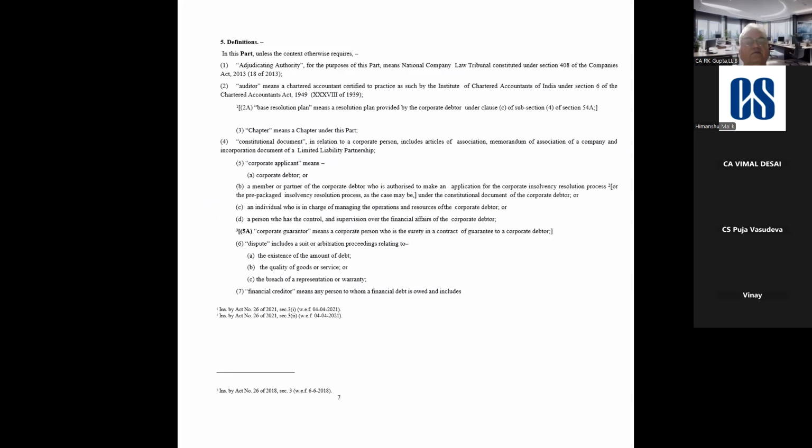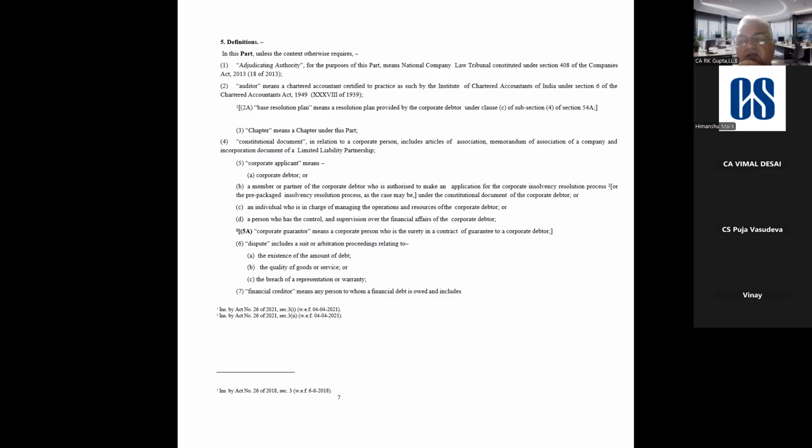Now section 5. Section 5 talks of another important definition. Section 5 also contains some of the important definitions. One of the very important definitions is of dispute. And it says dispute includes a suit or arbitration proceeding relating to the existence of the amount of debt, the quality of goods or service, or the breach of a representation or warranty.